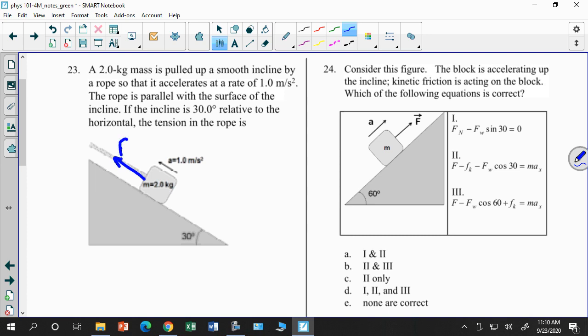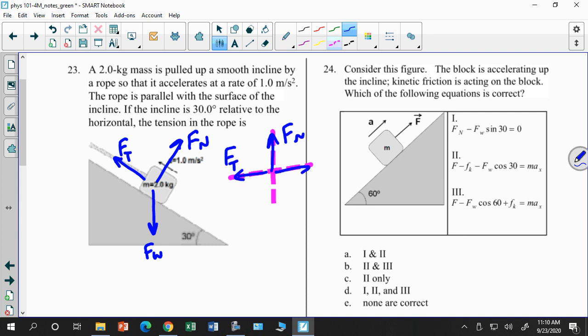Here's my tension, Ft. I have a normal force that is up. I have a weight that is towards the earth. That's step number 1. Now I'm going to draw my vectors on a coordinate system. I'm going to resolve them. Fn, Ft, and now I resolve my weight. That's Fw cosine of 60. Remember, I'm doing 90 minus 30 to get that angle, and this is Fw sine of 60.